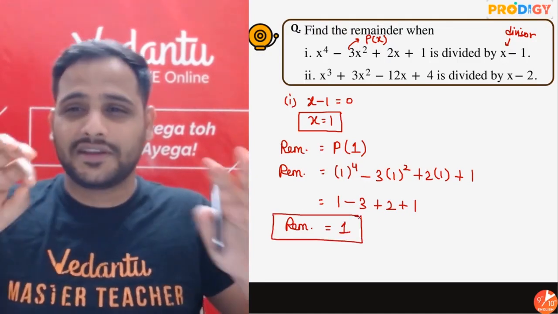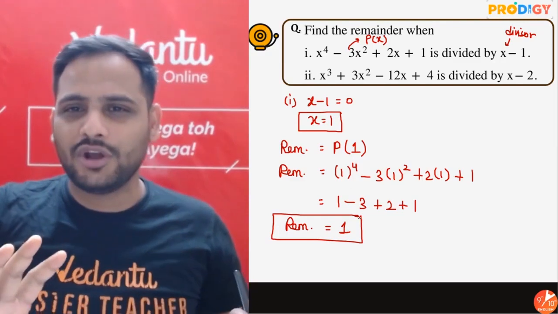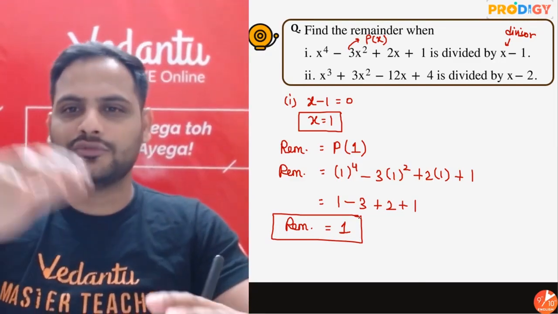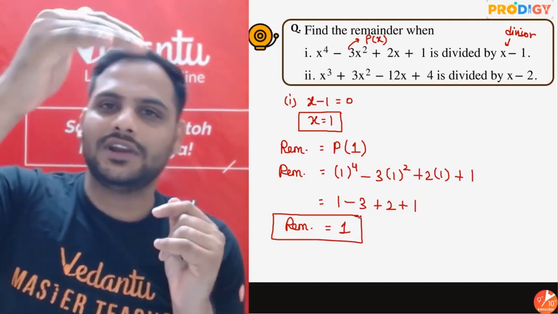Now see, comparatively it's a very short method. If you divide by the long division method, x raised to the power 4 minus 3x square and all that, it will take some time.